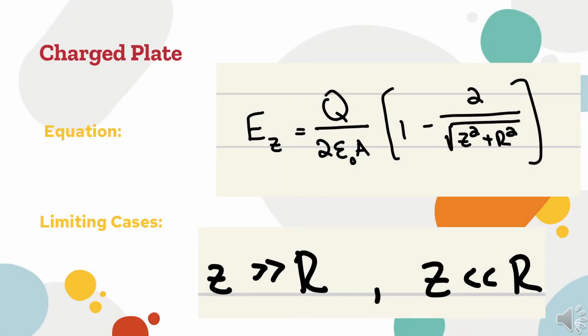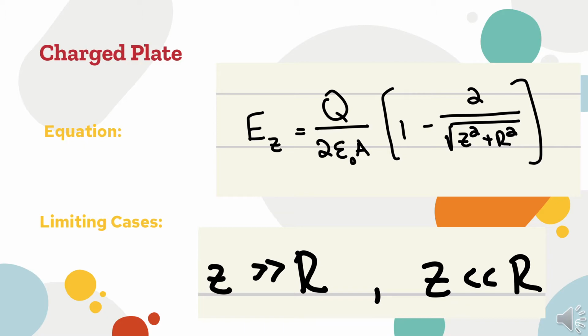For our next example, we'll be looking at a charged plate. Now, instead of dividing the entire charged plate into point charges, we will think of the charged plate as a collection of concentric charged rings from our last example. This leads to the equation shown above.